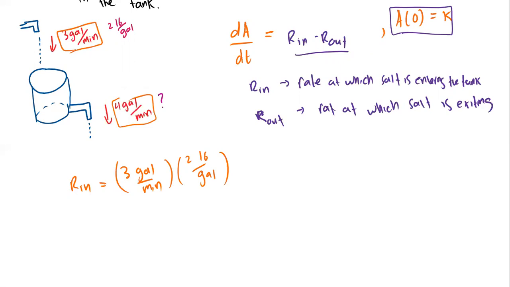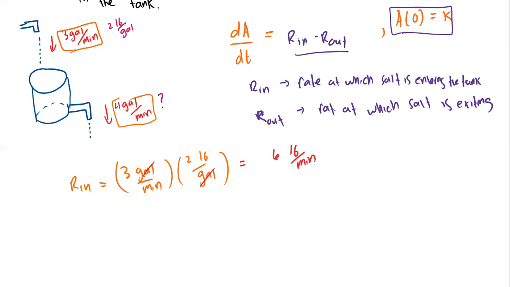Why? Well, look at what happens with the units here. The gallons cancel the gallons. So really what we're left with is 6 pounds per minute. So this is telling us that there's salt coming in, just salt, not concentration anymore, just purely salt, coming into the tank at a rate of 6 pounds per minute.